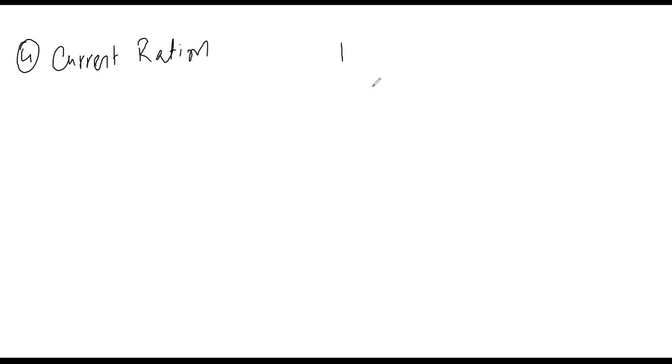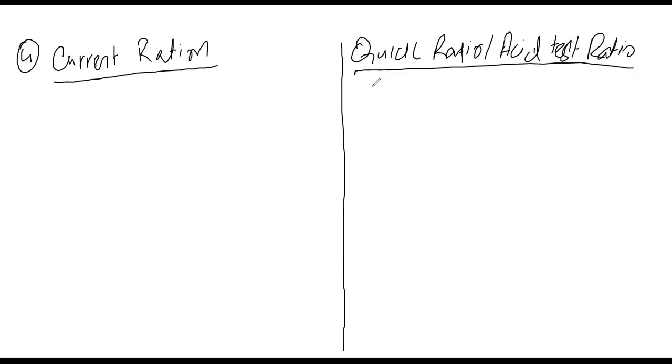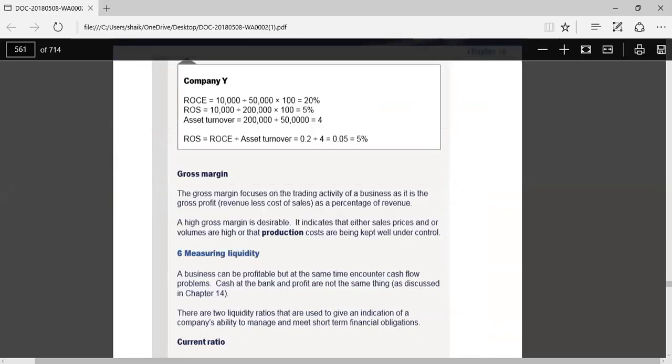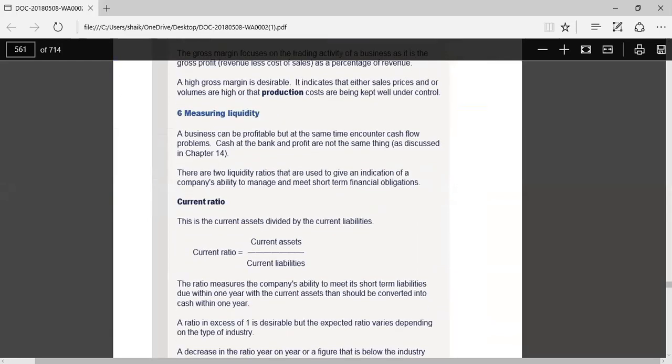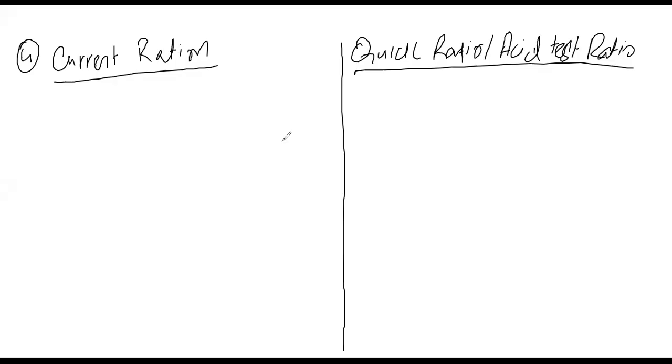I'm calculating both these ratios simultaneously, the quick ratio or acid test ratio, because both these ratios are basically associated with the loan giving capacity of the company. So for the current ratio, you need to use current asset divided by current liability. Let me see how to calculate this ratio.